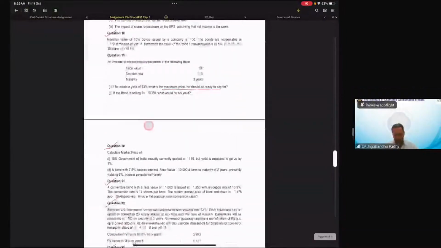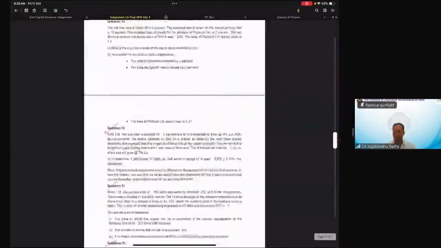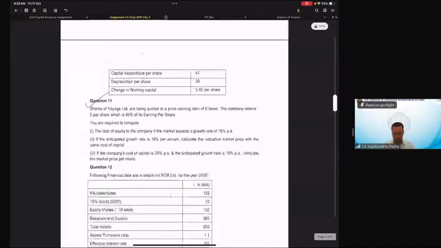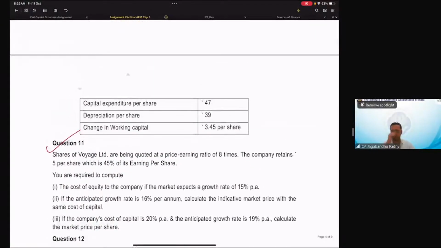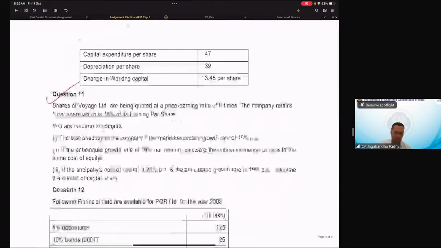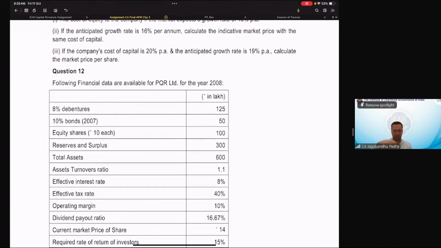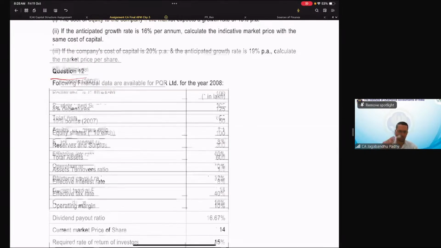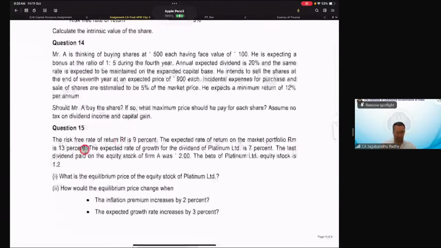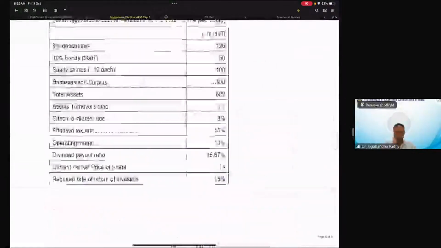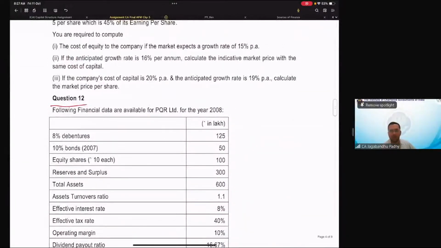These three are the questions which I would like to give you as homework. You can try these questions on your own, and you can get the solutions from the study material itself. Question number 12, 14 and 15 are all from the study material. In case you have any doubts with them, you can definitely bring it up to me in the next session.